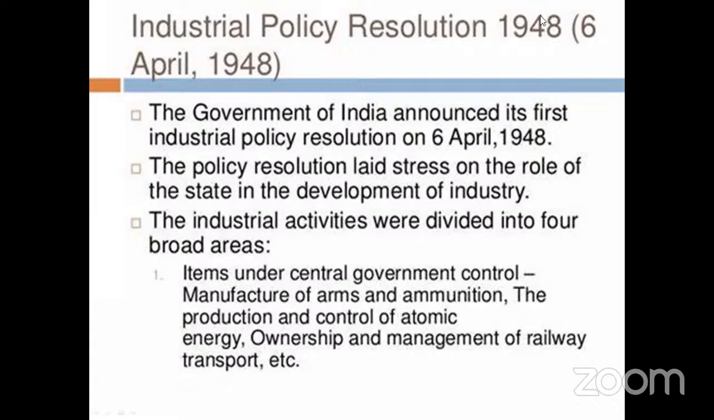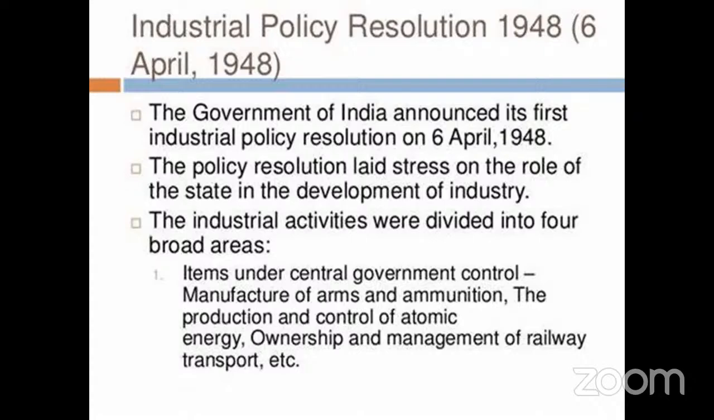It started in 1948. This you can get as a short question or a long question in your examination: what is the industrial policy resolution of 1948? In 1948, the Government of India announced the first industrial policy, on 6th April 1948. So here they have given the month and the date also. This policy laid stress on the role of the state in the development of industry.